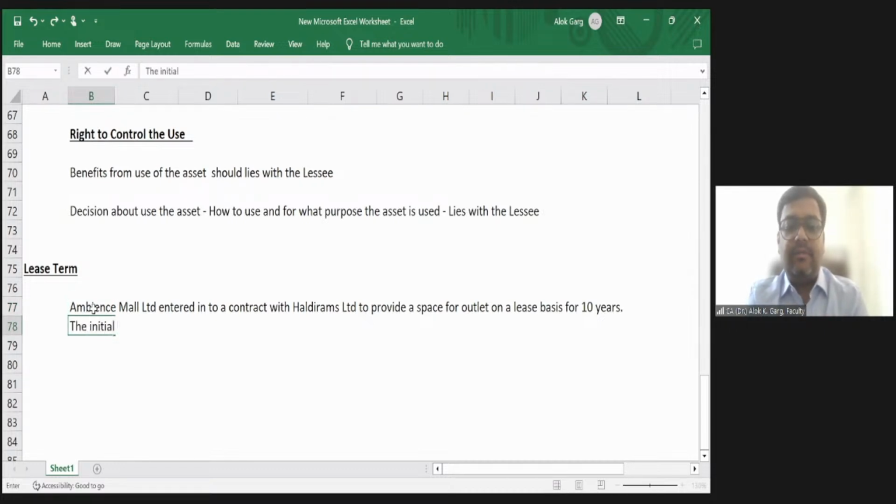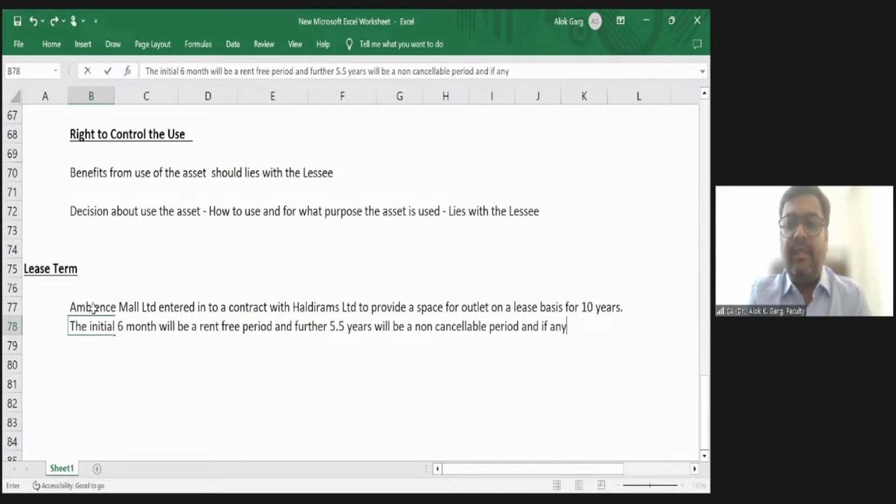The initial 6 months will be a rent-free period, and further 5.5 years will be a non-cancelable period, and if any party defaults, they have to bear the rental cost up to this period, right?